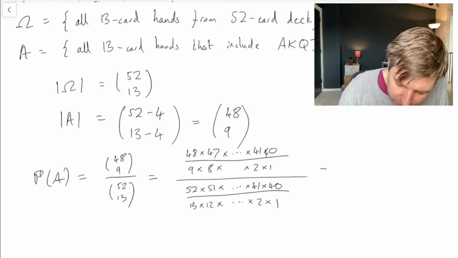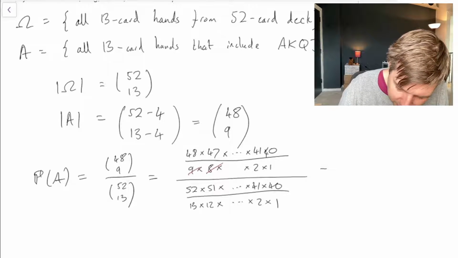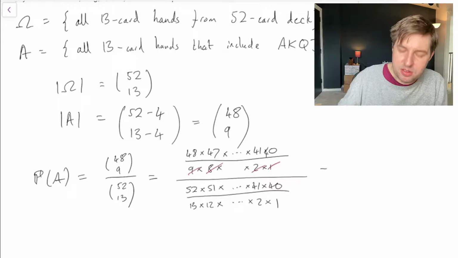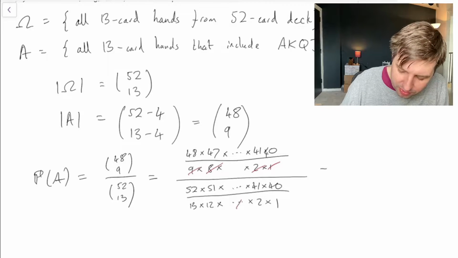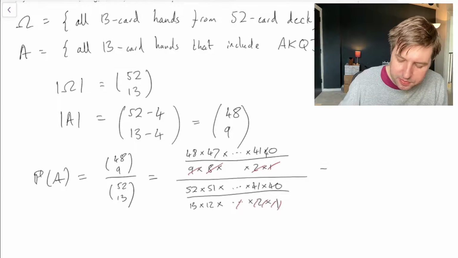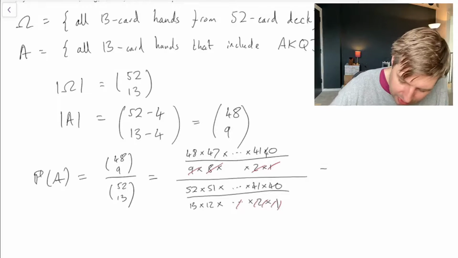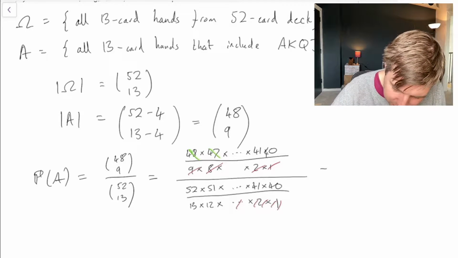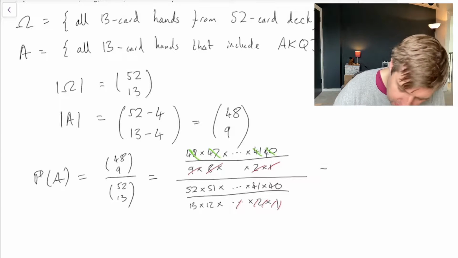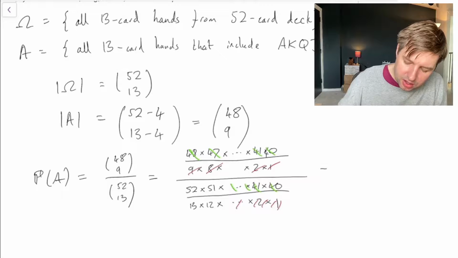Right, on the top, this 9, 8, 7, 6, 5, 4, 3, 2, 1 cancels out with a 9, 8, 7, 6, 5, 4, 3, 2, 1 on the bottom. And this 48, 47, all the way down to 40 on the top cancels out with a 48, 47, down to 40 on the bottom.